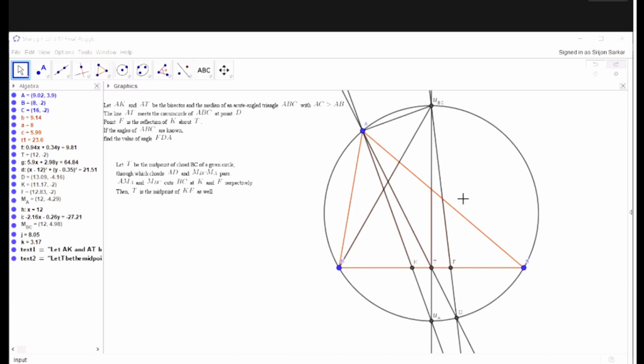Okay, anyway. Note that this butterfly theorem simplifies this problem. If anyone is able to note it, say. Yeah, try it. It's given that AK is the bisector, AT is the median, and we have the condition AC is greater than AB. So this side is greater than this side. Then let line AT meet the circumcircle at D. Then F is the reflection of K over T.